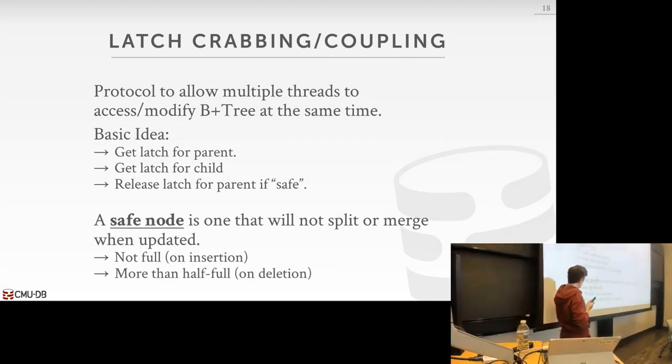Our definition of safe is one where, if we're doing a modification, the node we're sitting at will not have to do a split or merge no matter what happens below it in the tree. That means it's not completely full. If we're trying to do an insert, we have room to accommodate any key that may come up to us or any key that we're inserting. And if we're doing a delete, we know that it's more than half full, meaning if we have to delete a key, we're not going to have to do a merge.